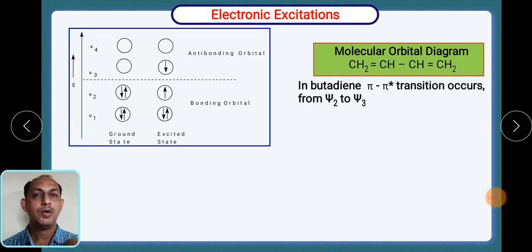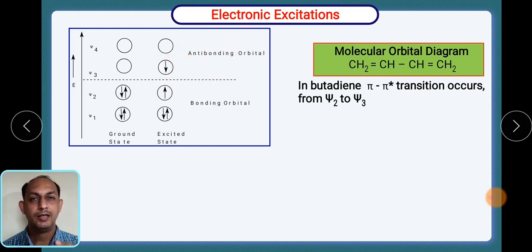So let us see the different electronic excitations. This is an orbital diagram shown for the molecule 1,3-butadiene. In the ground state, how many electrons are there? 1, 2, 3, 4. What will happen once this molecule receives photon energy h nu? One of the electrons from here will get promoted to a higher energy orbital. In the ground state there are 4 electrons. In the excited state, one of the electrons will be promoted to an anti-bonding orbital, right here.